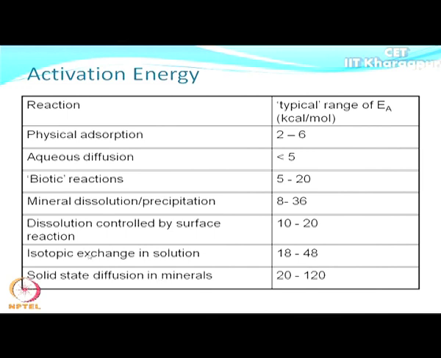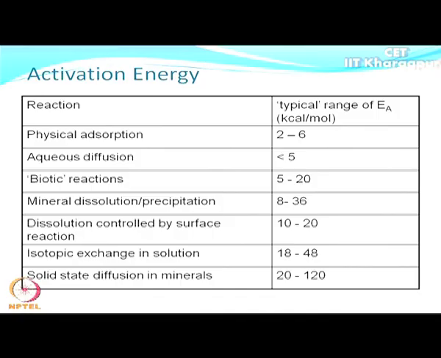Isotopic exchange in solution phase: suppose you have ROH, alcohol, and you want to exchange that hydrogen with deuterium, then that isotopic exchange would require 18 to 48 kilocalorie per mole. Solid state diffusion in mineral, because this diffusion occurs in the solid phase, requires more activation energy, and it is 20 to 120 kilocalories per mole.